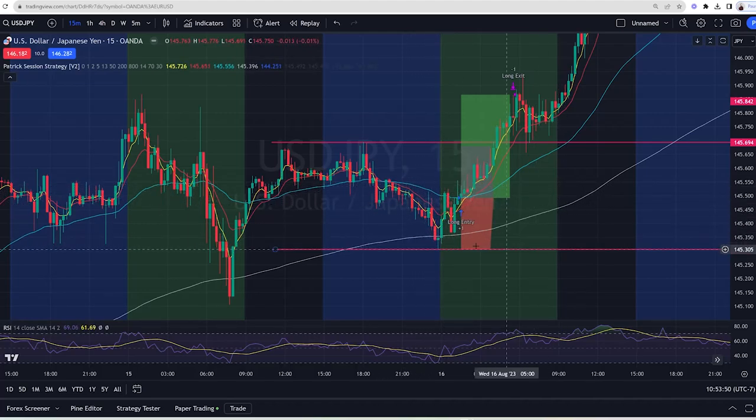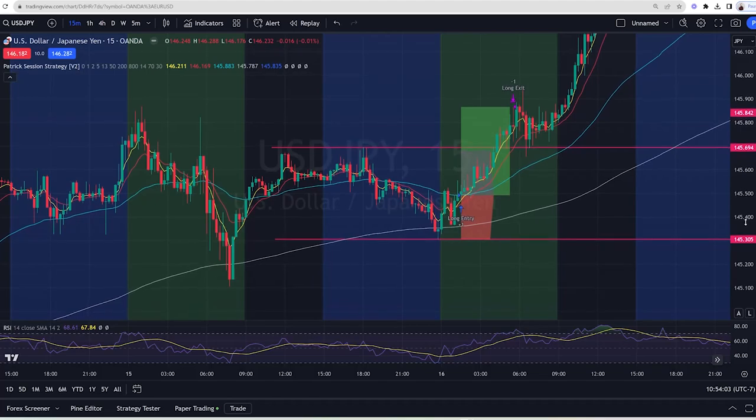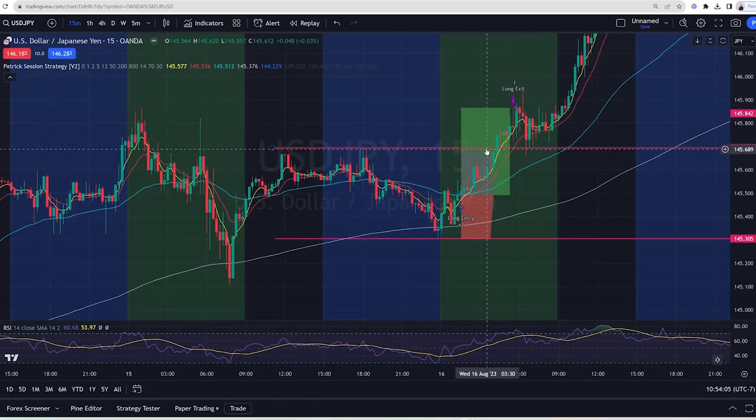Notice how well placed the 200 EMA is, the gray. Meaning the market would have had to pull back to hit your stop loss. It would have had to break the 200 to hit your stop loss. Break evens up here near top. Target hit up here.